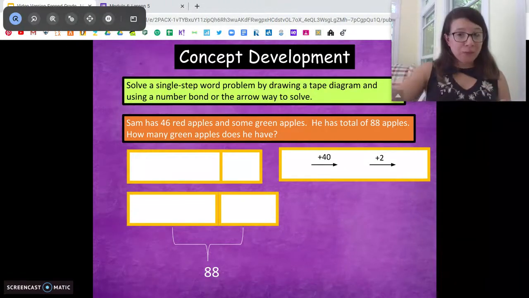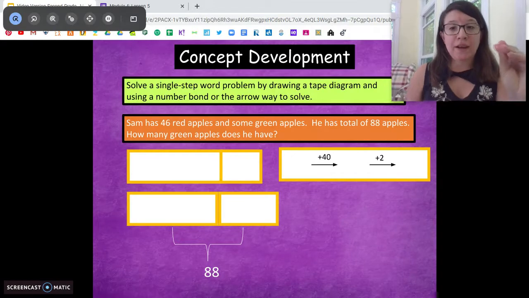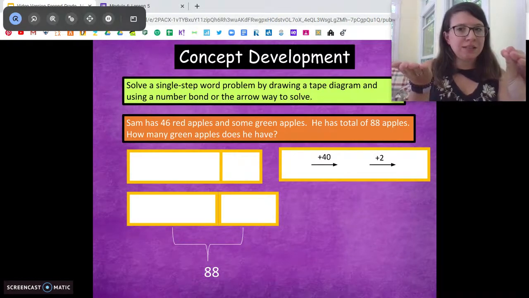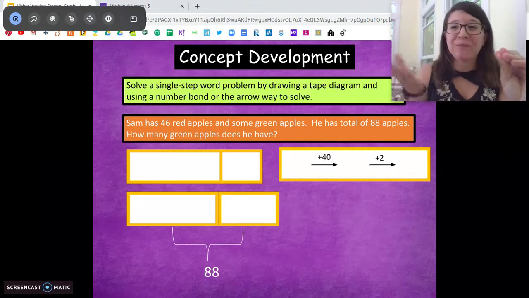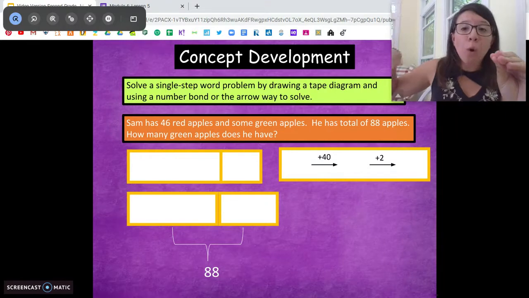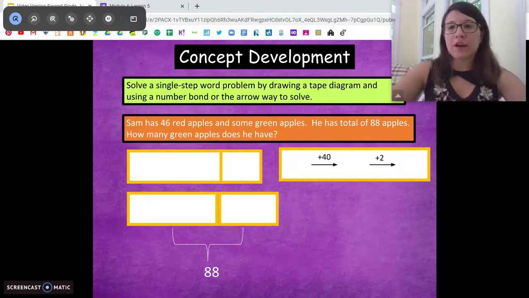Yeah, so this problem is an unknown problem. We know he has 46 red apples. Do we know how many green apples he has? We don't, right? We need to find that unknown. That's our unknown. But we know he has a total of 88 apples. Okay, so let's start by drawing our tape diagram.